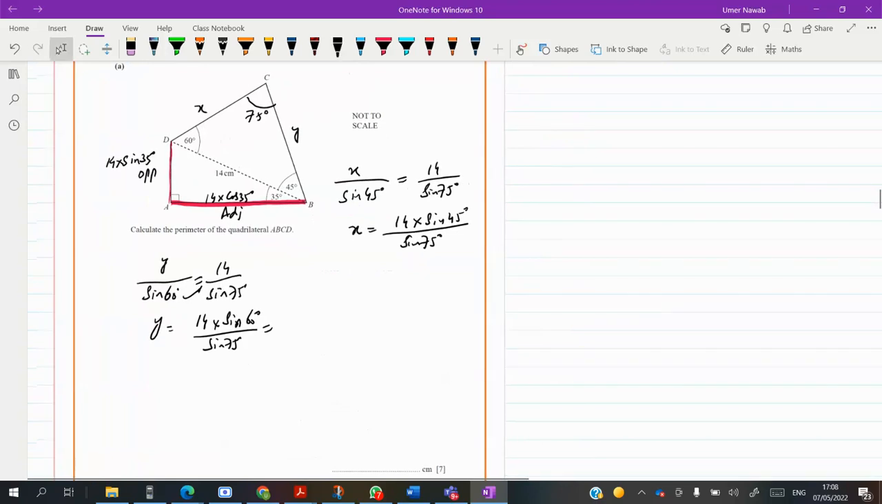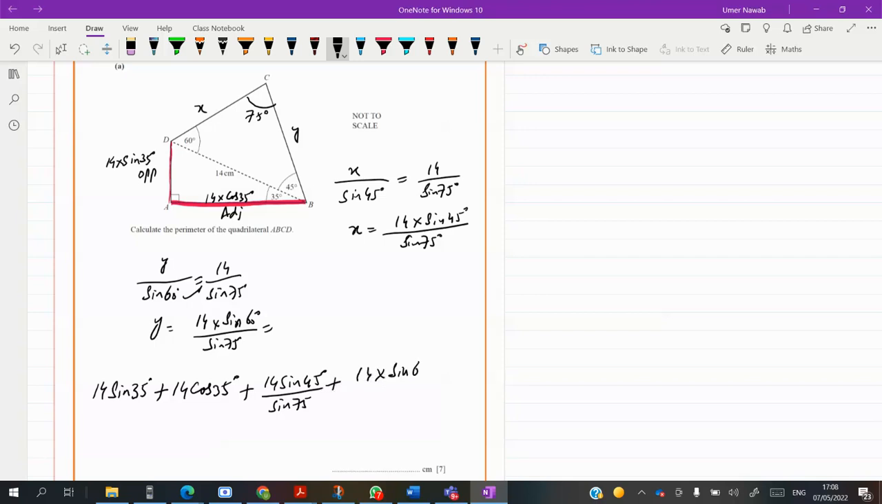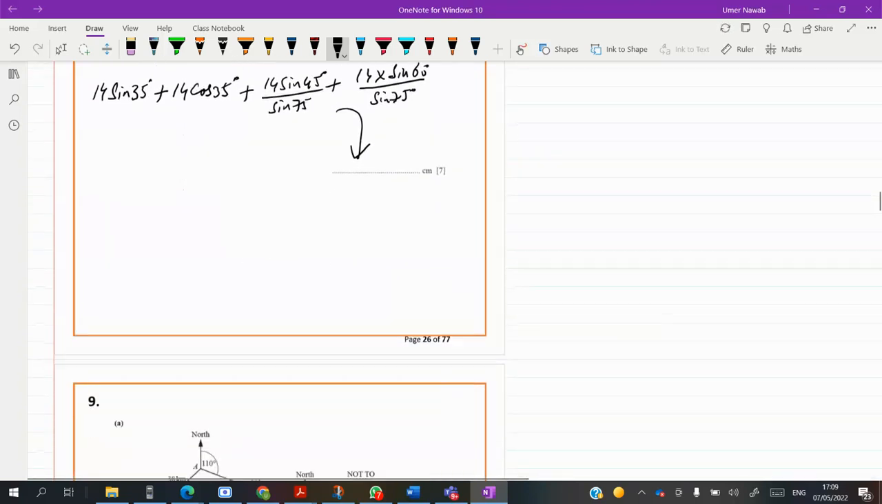Then we can add them together. So the AD side is 14 sine 35 plus adjacent is 14 cosine 35 plus 14 sine 45 over sine of 75 plus 14 times sine 60 over sine of 75. So whatever the answer comes, you will put it here.